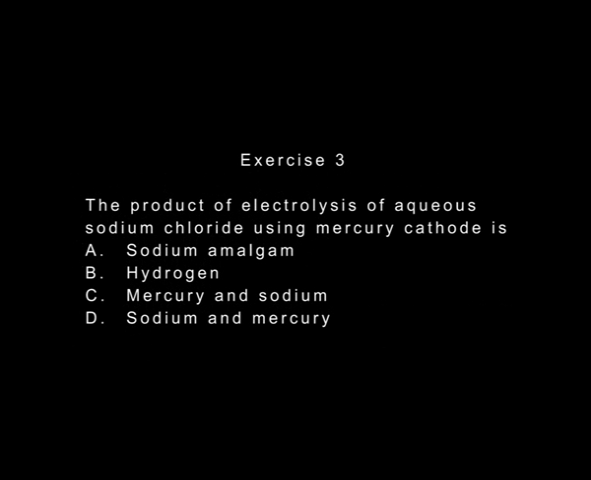Exercise 3. The product of electrolysis of aqueous sodium chloride using mercury cathode is A. Sodium amalgam. B. Hydrogen. C. Mercury and sodium. And D. Sodium and mercury. The correct answer is A. Sodium amalgam, because mercury has a special attraction to sodium.